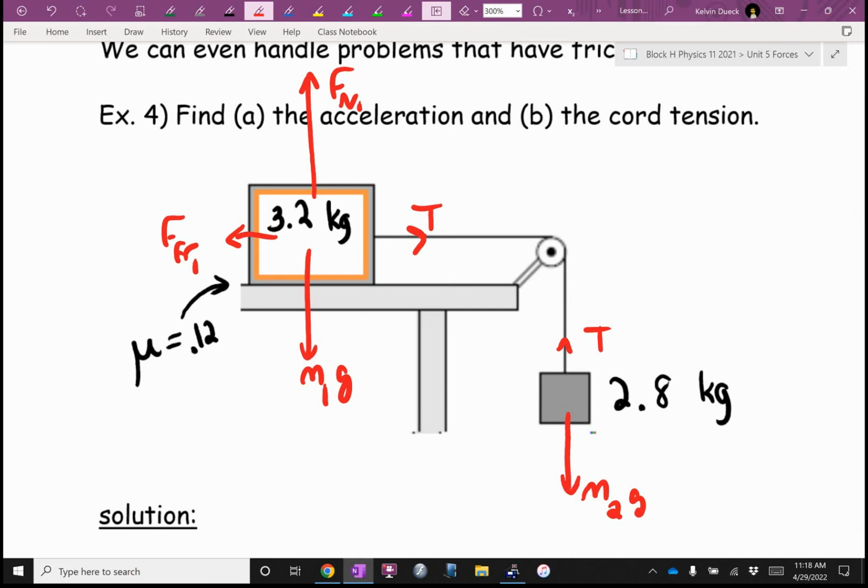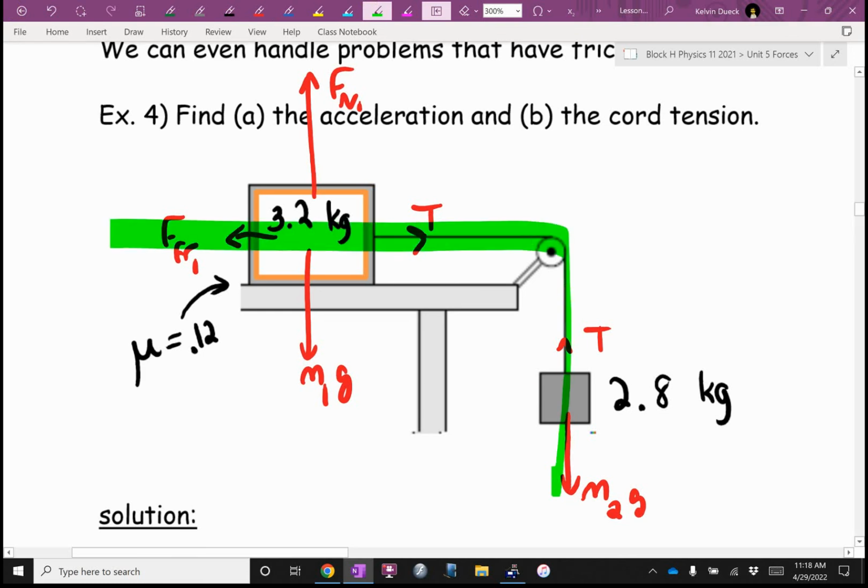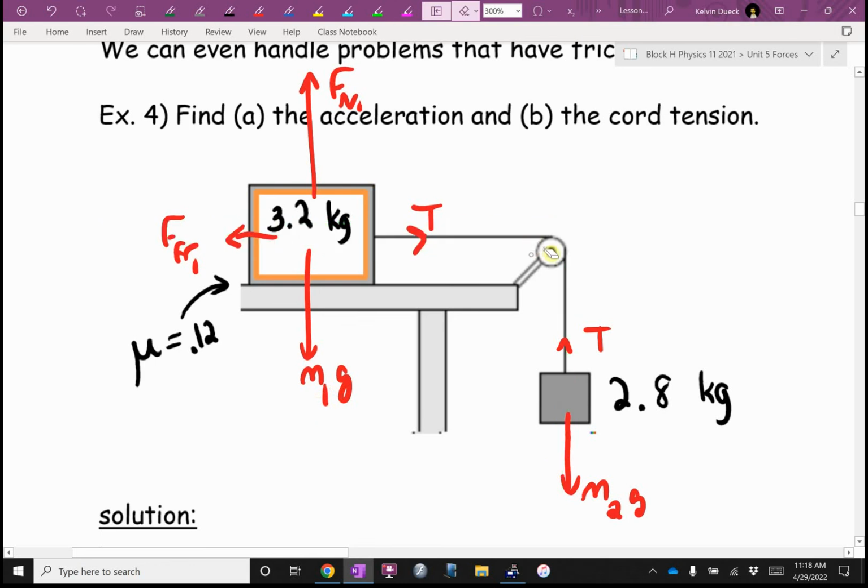Who's winning? Which way do you think this is accelerating? So who's winning? Same answer. So which force is winning? Yep. So I'm going to, again, walk along the rope. You'll notice M1G is not along the rope. Winners are anything that ends up pointing down. Losers are anything that ends up pointing up.